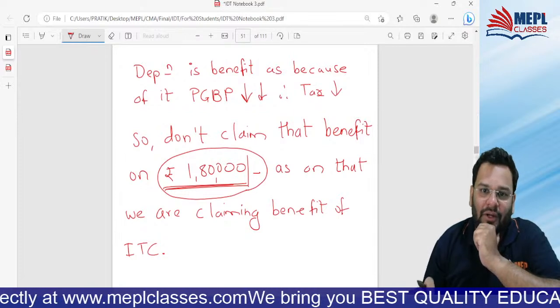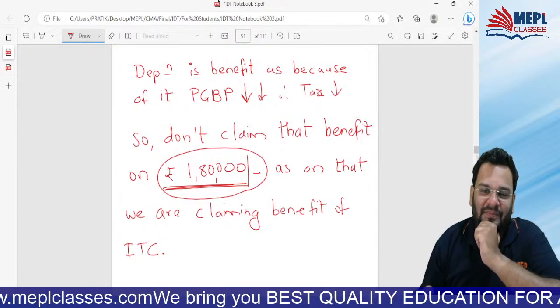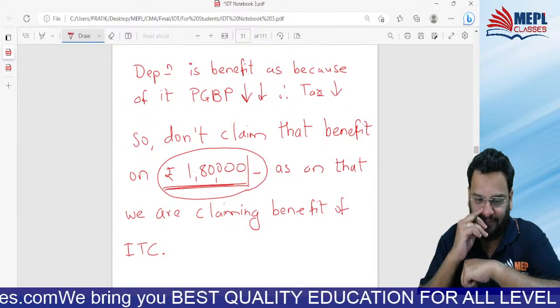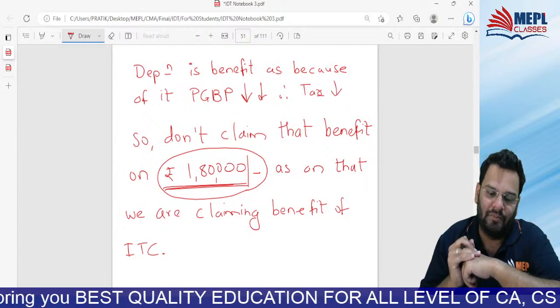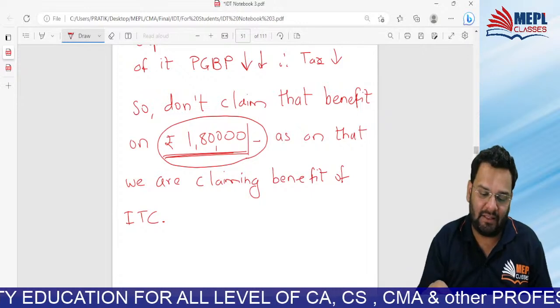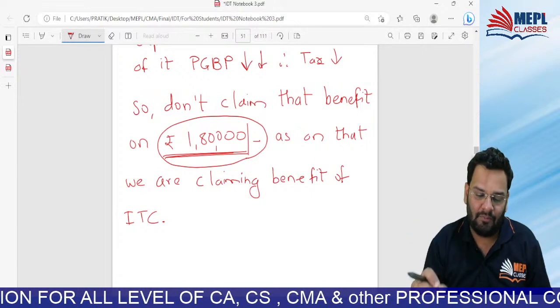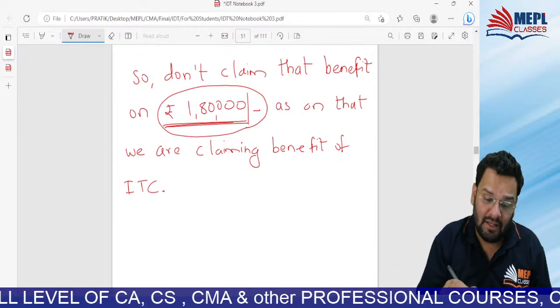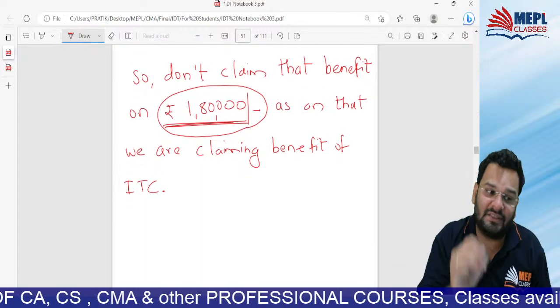Did you get the point? Yes or no? So don't claim that benefit on 1,80,000, as on that we are claiming the benefit of ITC. That is what your 16.3 says.